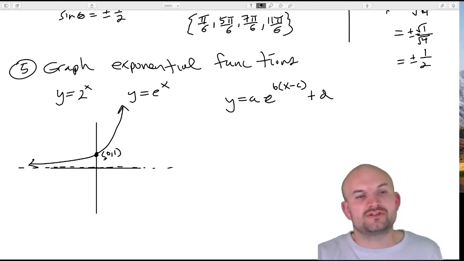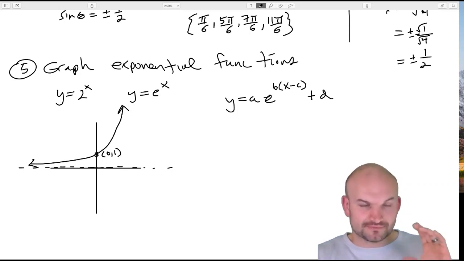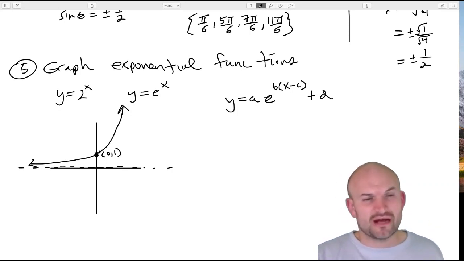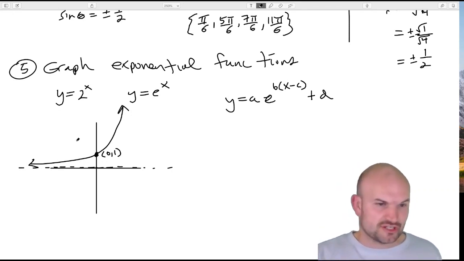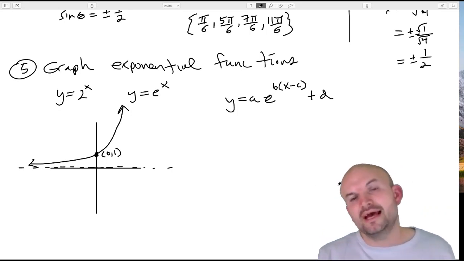And really, you're just going to apply the transformations knowing you have the y-intercept at (0, 1), and then the horizontal asymptote at y equals 0. So you just basically move those points around, keep the shape of the graph, apply reflections, and so on and so forth.